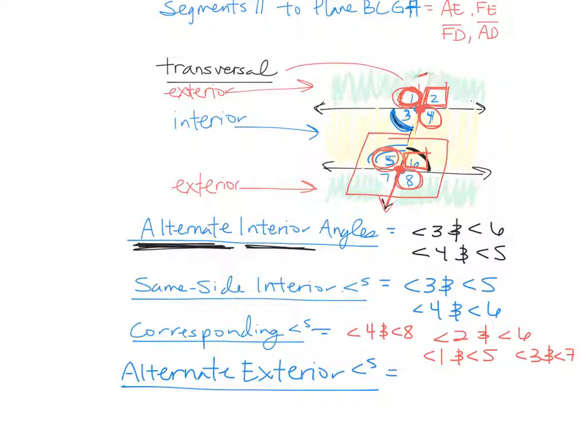So those are corresponding. And then the last type is alternate exterior. So we did alternate interior when they were inside and on opposite sides. Now we want outside but opposite sides. So I could say that angle 1 is an alternate exterior with which angle?